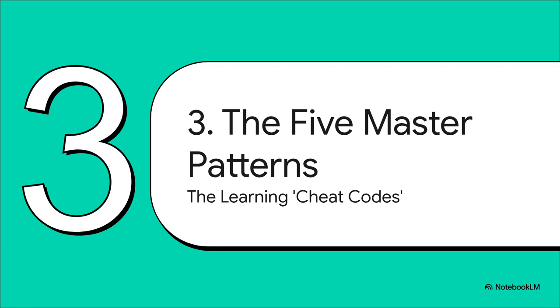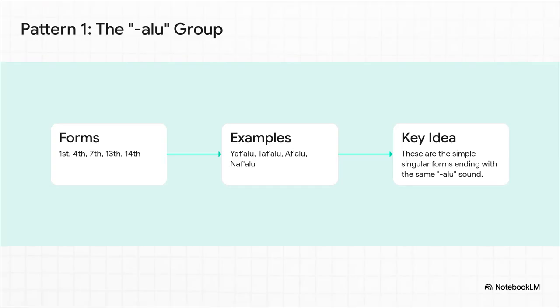All right, let's get to the most important part of this whole thing. This is where we turn that big table of 14 forms into 5 simple, totally memorable patterns. These are the cheat codes. Okay, our first pattern covers 5 different forms. They're all singular, and as you can see, they all share that same exact alu sound at the end. Once you hear that pattern, you'll start recognizing it everywhere.